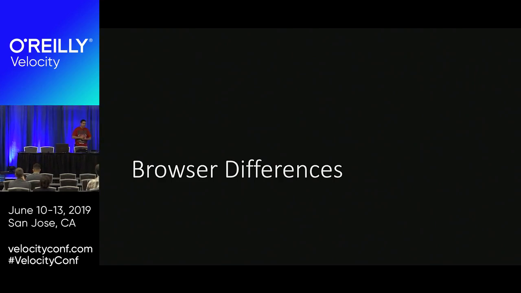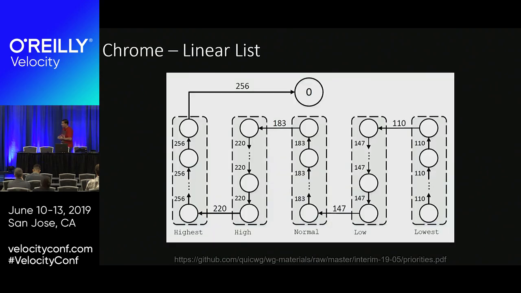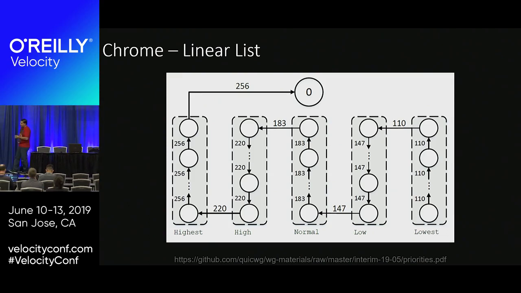So we talked a little bit about how the different browsers have different models. Chrome implements a linear list. Everything is chained after one another in the HTTP2 tree, and it's all done based on the prioritization. So we have very high, high, normal, or medium actually, low and lowest. And so they're chained in that order, and then within any group, they're basically in the order that they were discovered.